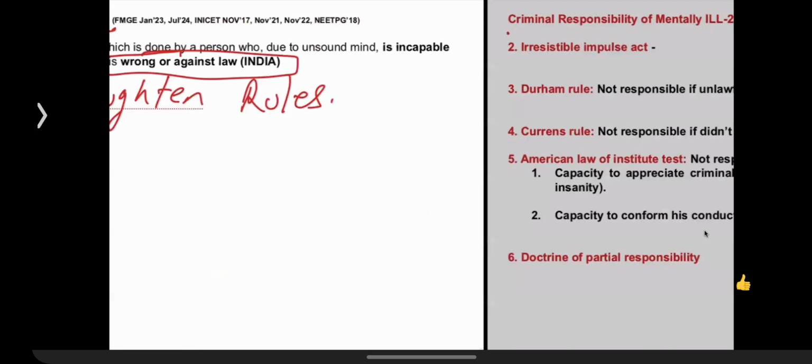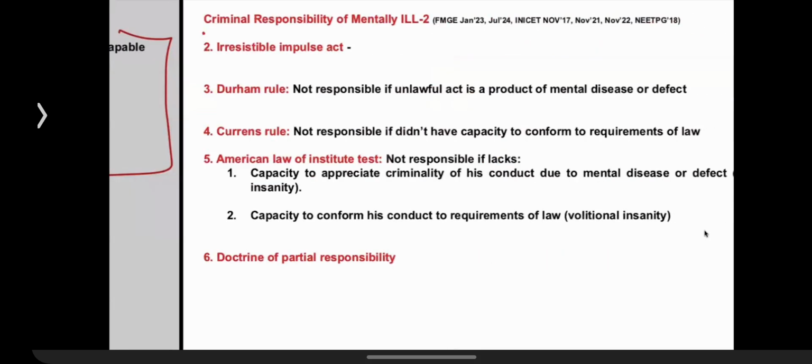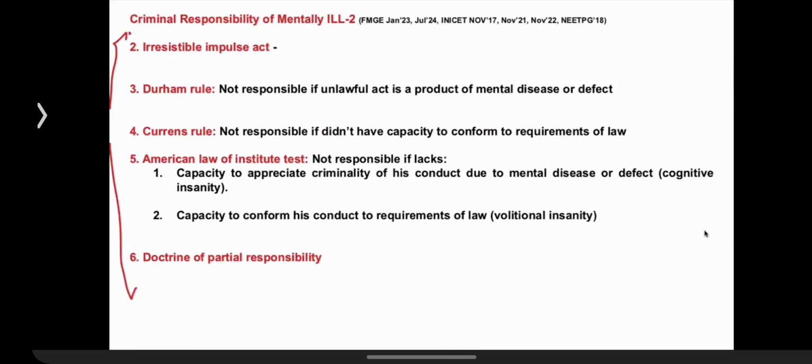Then in India, we use Section 22 BNS or McNaughton's rule, but there are other rules also. You don't have to go into details of these rules, but you should know that these are the rules used to determine criminal responsibility of the mentally ill. Number one, you don't have to go into details of these. Second thing is, just two definitions are important: Durham's rule definition and Curran's rule.